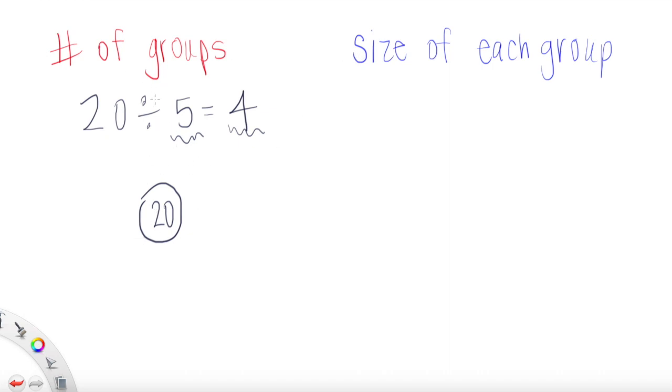So 20 divided by 5. When we're looking at 5 as the number of groups, our number bond will look like this. We will have 1, 2, 3, 4, 5 groups that make up 20. What number is inside of each group? Well, the number inside of each group is 4. Can you see that we have 1, 2, 3, 4, 5 fours that make up 20? In this example, friends, 5 is showing us the number of groups.